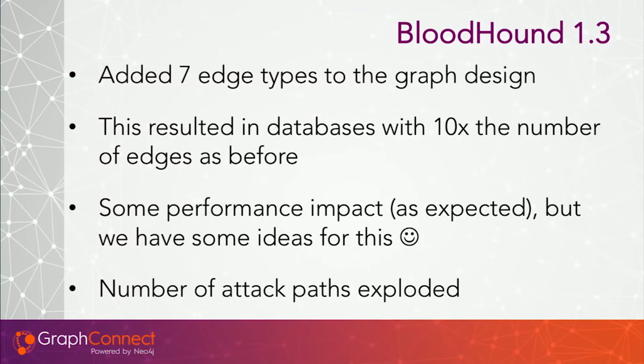We added 7 new edges with a dotted release of the project. So we added object control edges. This obviously impacted the performance of the graph because we had all these very highly connected nodes that would have as many edges as there were nodes in the graph, and that multiplied by 7 for whatever graph. And so that increased the size of the database by about 10 times and the number of relationships by 10 times. We have some ideas on how to get around this. And it also exploded the number of attack paths we have available.